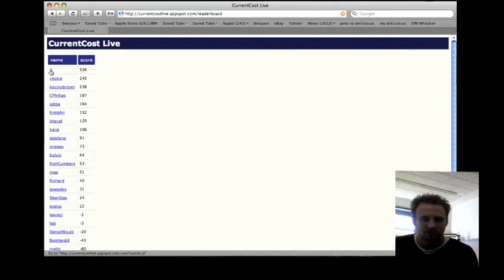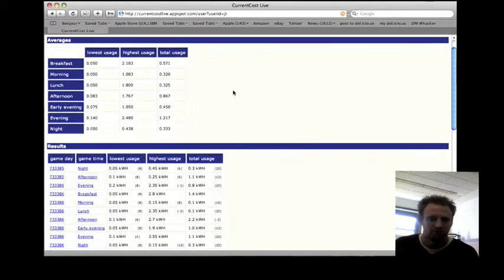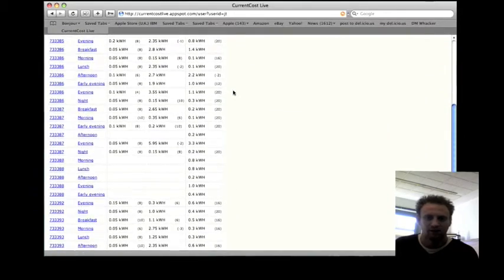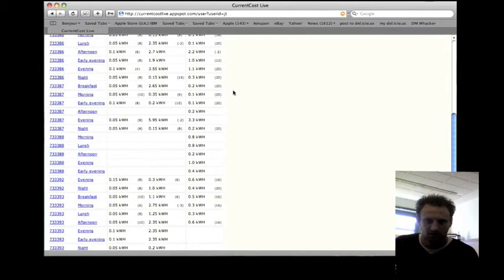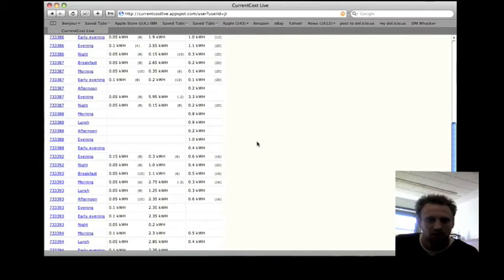So if you were to click on, say, JT there, you could see here on the left-hand side breakfast, morning, lunch, afternoon, early evening, and night. They're the broken down areas that we've given it. And sort of the lowest and highest and the total usage. And that's how we then generate a particular score, and you can see sort of the results for each game day below. How they were doing, and in brackets where they came in terms of, not where they came, the points. Right. So, for example, how many points you score for that level of energy usage in that period? Right.